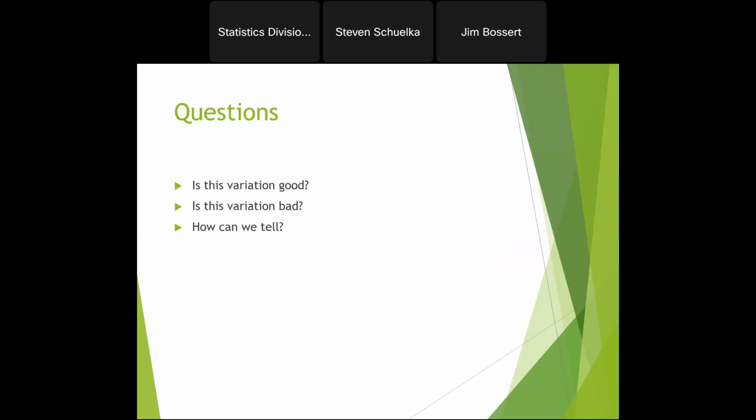The question you're going to always ask yourself is, first of all, is this variation good? Ideally, it is, and that's what we're looking for. But sometimes it isn't. So it might be bad, and we need to know when it's bad, and we need to be able to say, how do we know that? So what we're going to spend some time talking about today is how do we know that?